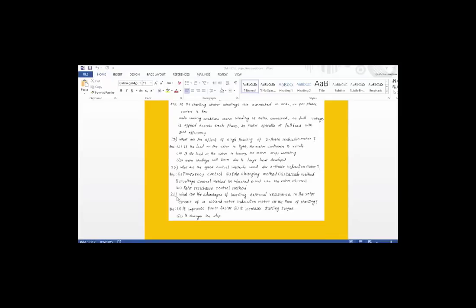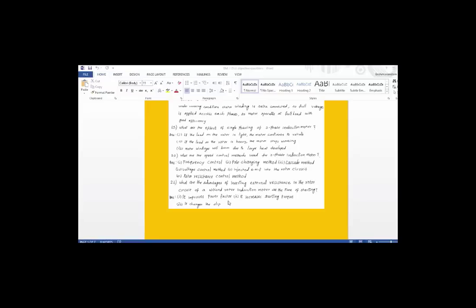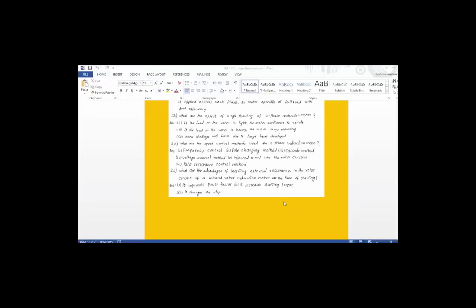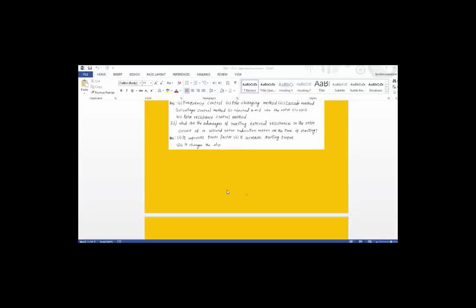Next, 21st question. What are the advantages of inserting external resistance into the rotor circuit of slip ring induction motor at the time of starting? Answers. It improves power factor. Second point, it increases starting torque. Third point, it changes the slip, ultimately changes the speed.